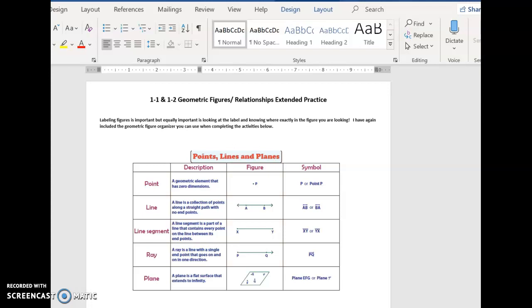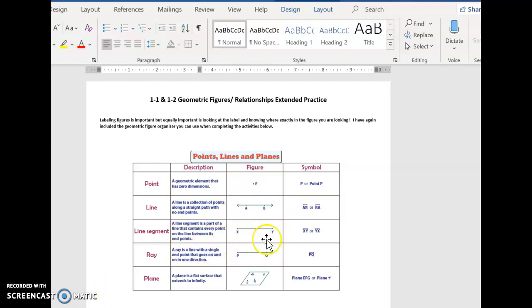So again, labeling figures is very important, but equally important is being able to look at a picture and know exactly where you're looking. Whether you're hearing something that's being said or you're reading a geometric notation, you want to make sure that you are able to zone into the correct place in a picture. So as always, I thought this might be helpful.